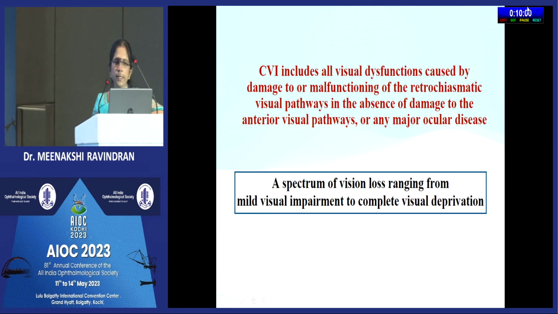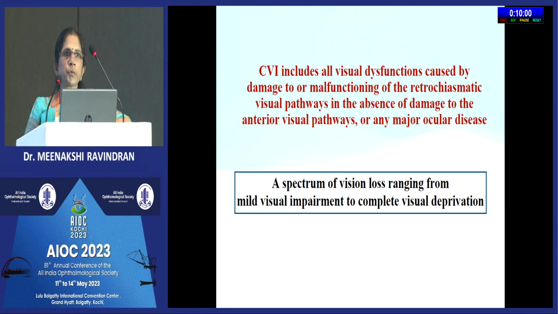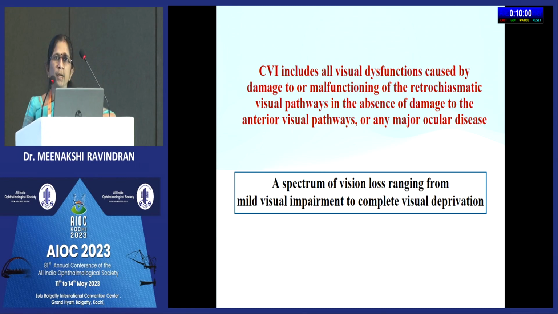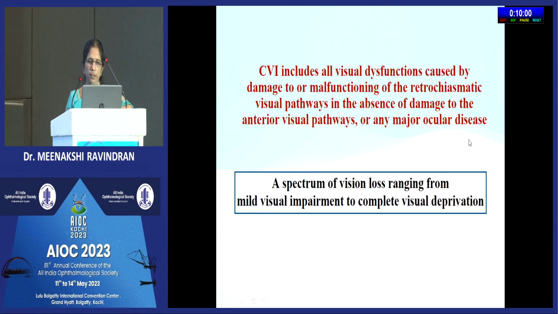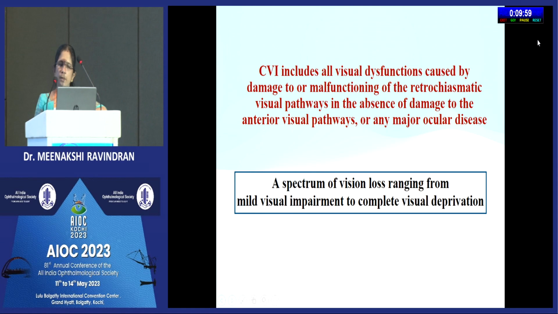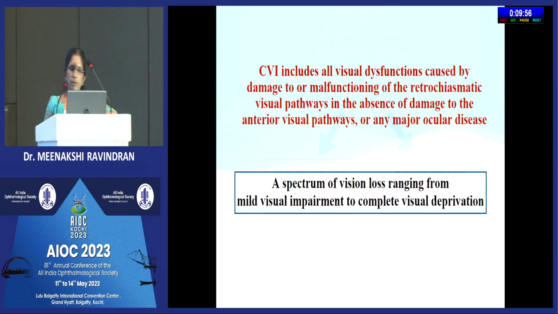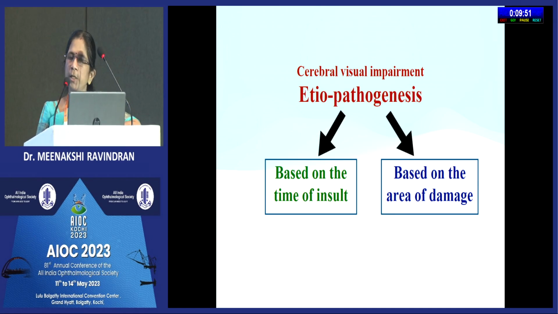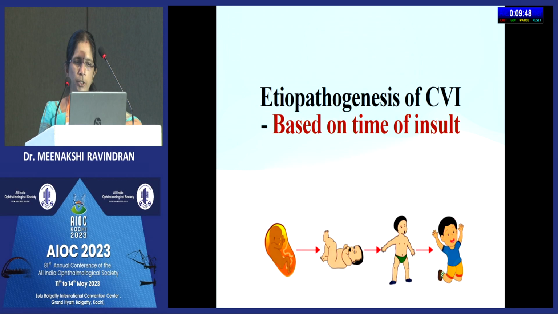As Madam has told, it includes all visual dysfunctions caused by damage to or malfunctioning of the retrochiasmatic visual pathways in the absence of damage to the anterior visual pathways or any major ocular disease. So the vision loss can range from mild visual impairment to complete visual deprivation. I have divided this based on the time of the insult or based on the area of the damage. Based on the time of the insult, it can happen from intrauterine to anywhere up to adulthood.